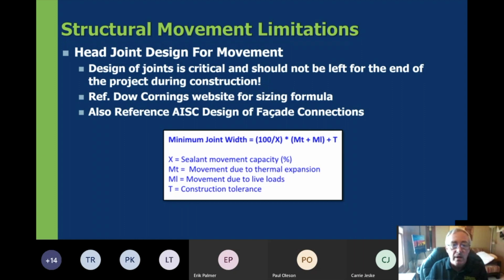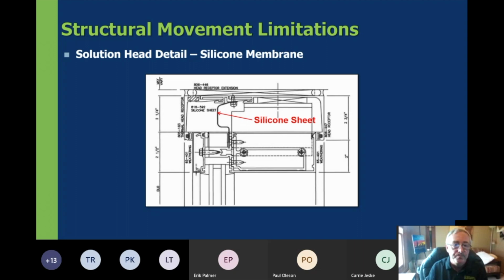This is the formula out of Dow's design manual for their sealant. And this MT over here stands for movement due to thermal expansion. The ML stands for movement due to live load. You add both of those together, and then the X factor is associated with how much they can move or how much they can be crushed. And if it's 50%, you can see that there's a 2 out here. 100 divided by 50 equals 2. If we have 1 inch inside of this, it's 2 times 1. And that doesn't even consider tolerances that need to be associated with that joint. So you can see that a sealant joint becomes quite large very rapidly.